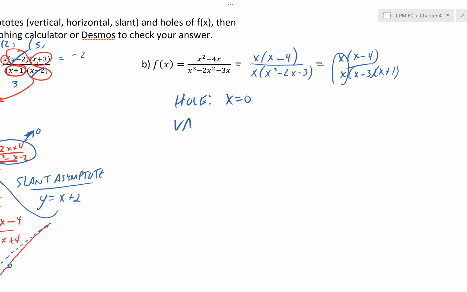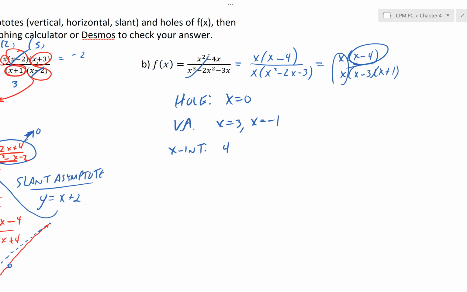We have vertical asymptotes when the denominator is 0. So x equals 3, x equals -1. We have an x-intercept when the top is 0, when only the top is 0. X-intercept at 4.